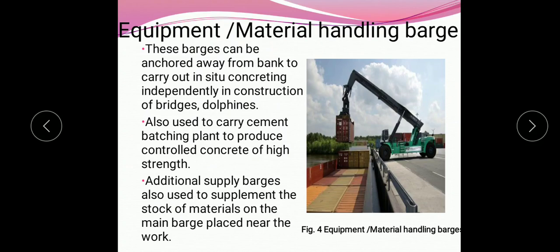Additional supply barges are also used to supplement the stock of materials on the main barge placed near the work. So here we can see this platform is floating on the water, and by using this crane we can put the various equipment or material that is used to this place, and after this, the barge can be taken where we have to carry out the actual construction process.